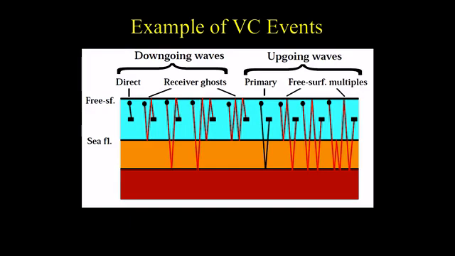In surface seismic data, the effect of receiver ghosts is negligible. They are generally treated as part of an effective source signature because the receivers are very close to the sea surface. In VC experiments, the problem is quite different. The receiver ghosts can be distinct from primaries and multiples, as illustrated here.